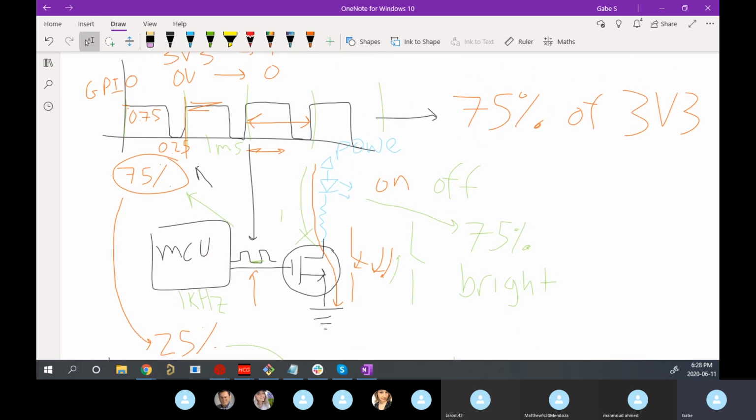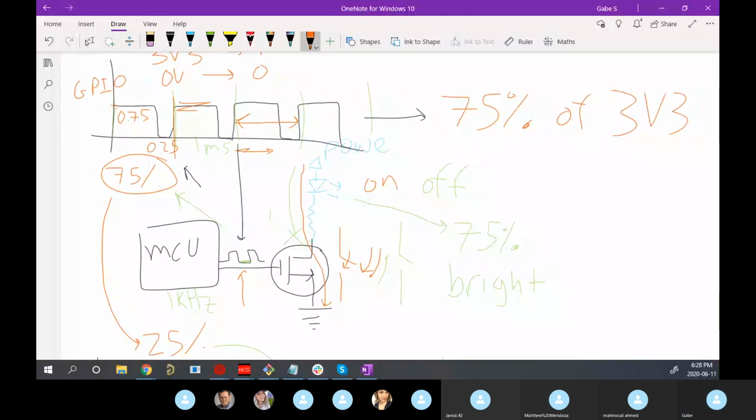Basically, you can get your loads to sort of see a certain percentage of the full scale. Instead of just my load seeing 3.3 or 0, it's seeing almost 75% of 3.3. That's sort of the intuitive way to interpret it. It doesn't actually happen like that. You're not actually giving it 75% of 3.3. If you were, then there would be no need for a digital to analog converter, right? But this is sort of the general principle. You're just turning it on and off really quickly and hoping that the load doesn't notice, essentially.